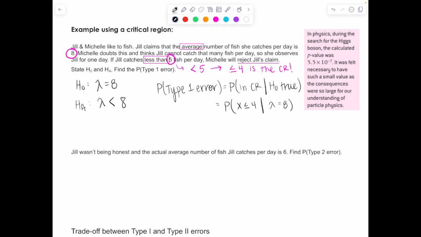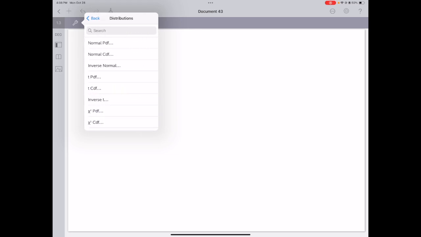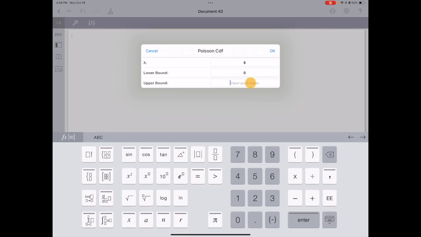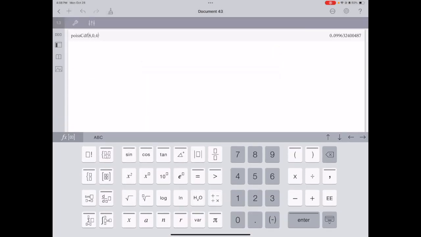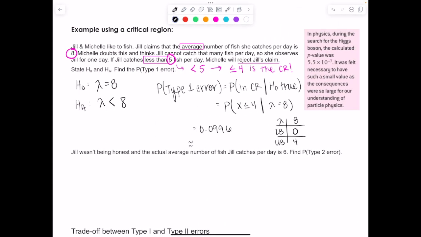So we're going to do a Poisson CDF where lambda is 8 and our lower bound and upper bound is less than or equal to 4. So that means our lower bound is 0 and upper bound is 4. We are just going to do that Poisson CDF. Lambda is 8 and we're going 0 to 4. The probability is 0.0996, or about 9.96% of a chance of making a type 1 error.